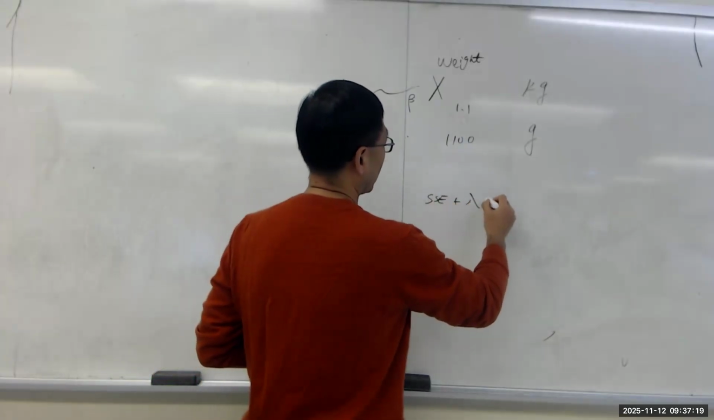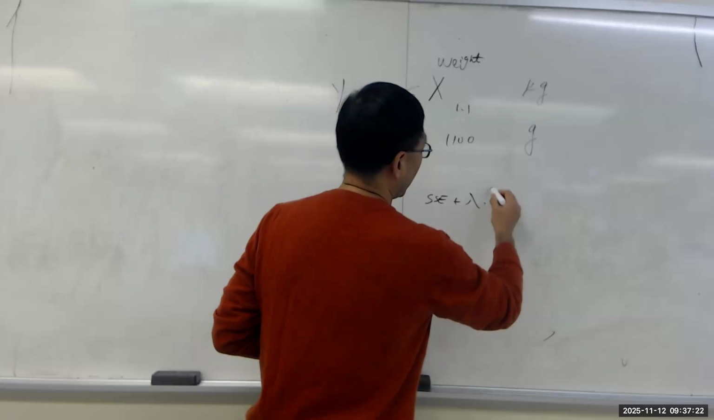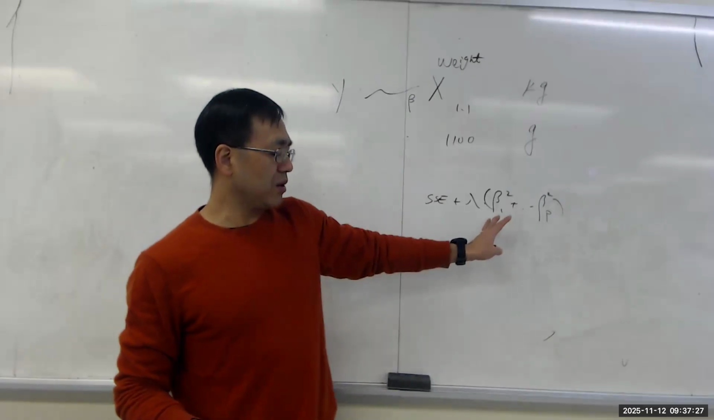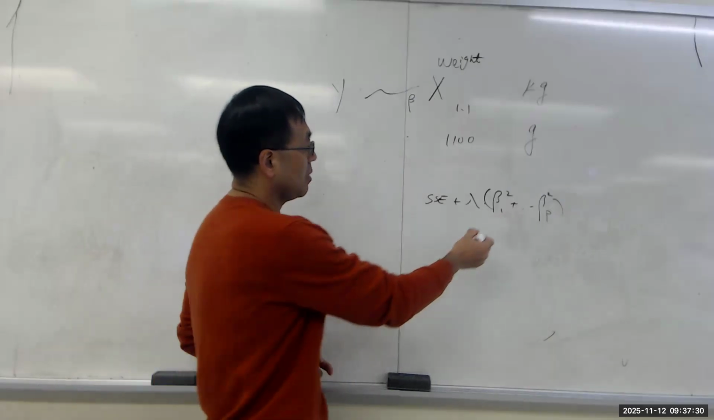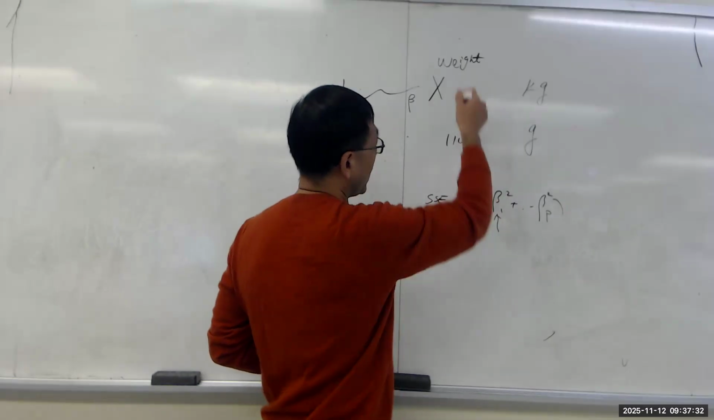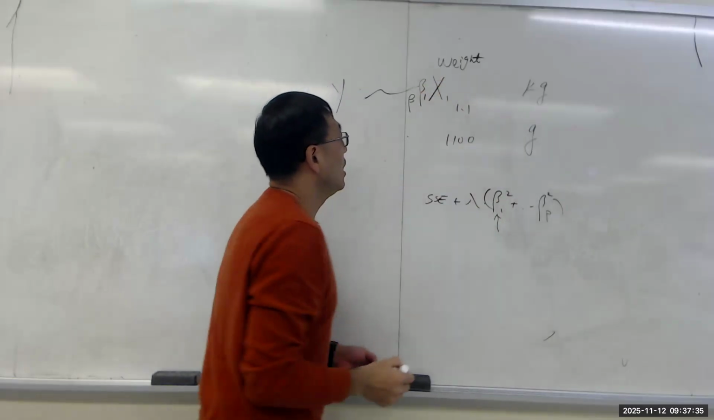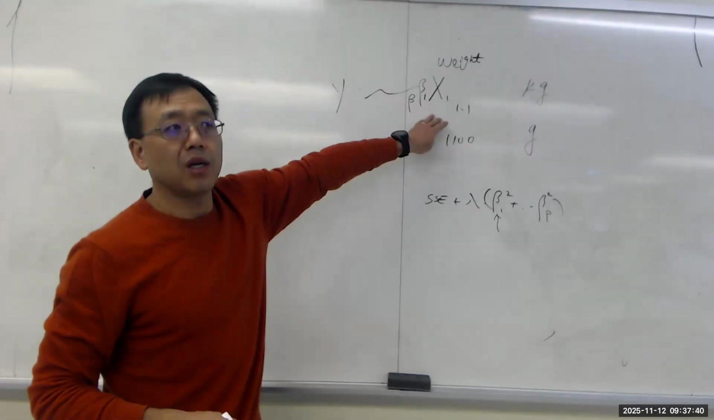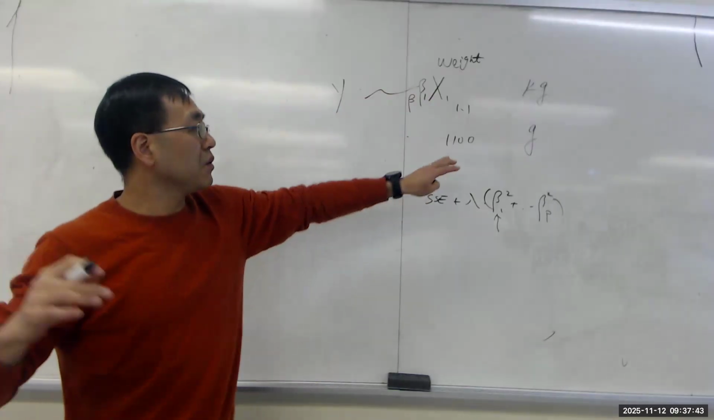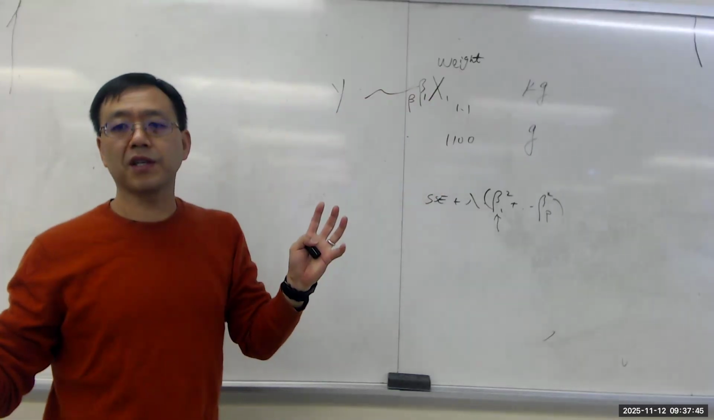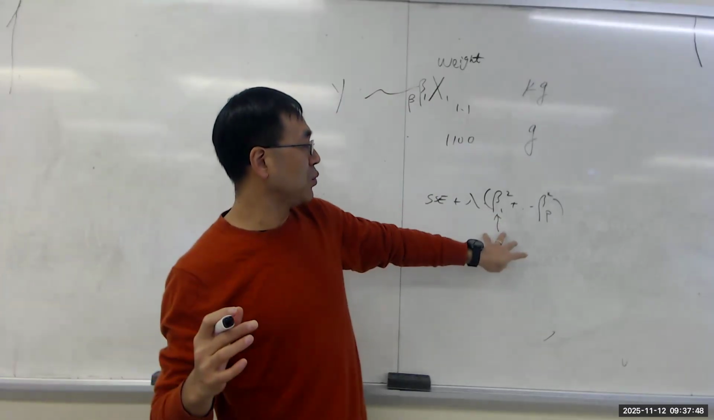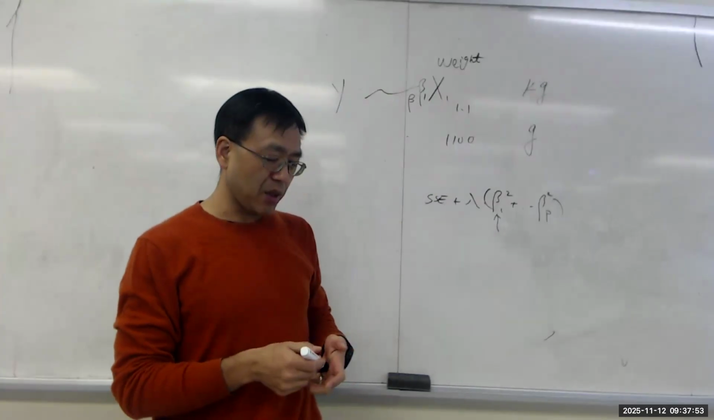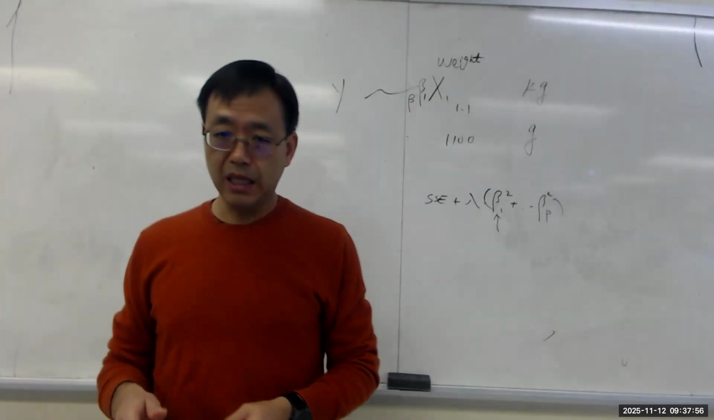SSE plus lambda times, say, beta 1 squared, plus beta p squared. So if you're using the lasso or ridge penalty, then beta 1 corresponds to the weights. In this case, if you're using the kilogram as the unit, you have a very large coefficient. If you're using the gram, you have a small coefficient. Then their effect on the penalty is going to be different. We don't want that to happen.